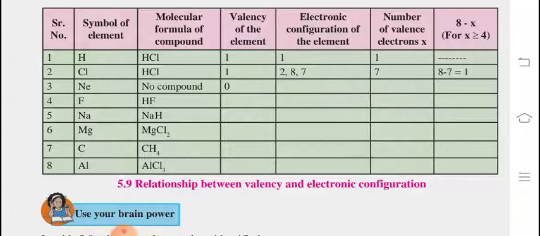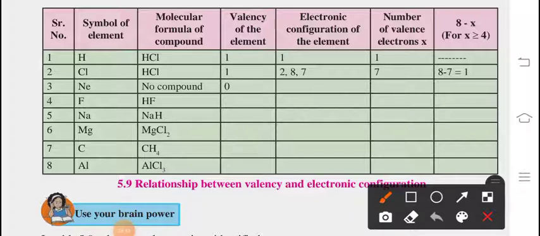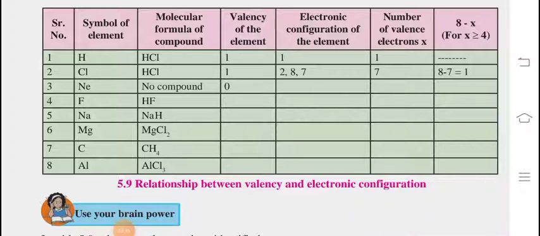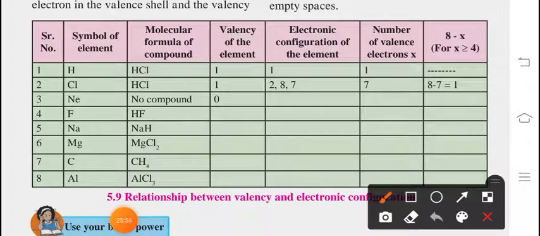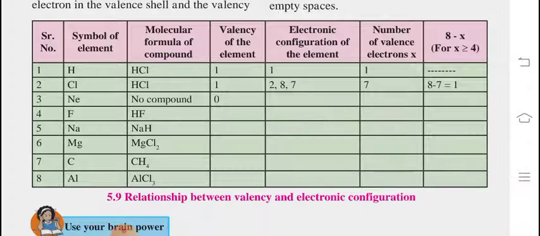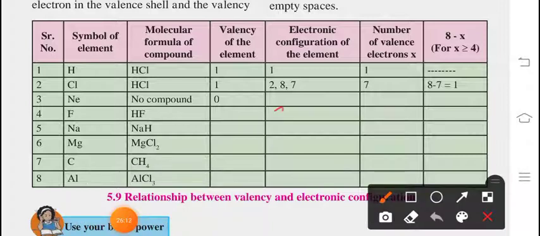Okay. Now next we have to make a combination of hydrogen and fluorine, which is HF. Now do you have any idea about the molecular formula for this HF? Fluorine has electronic number 9. So we can write its electronic configuration as 2, 8, 1. Sorry, 9 means 2, 7 only. The electronic configuration is 2, 7. Now, number of valence electrons. How many valence electrons are over here? 7.